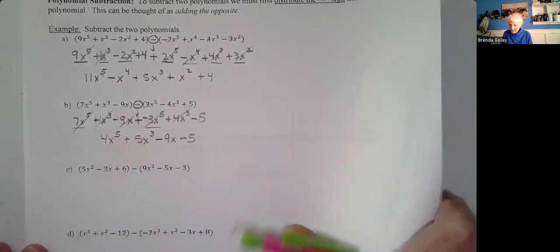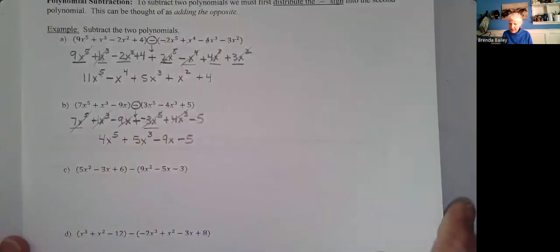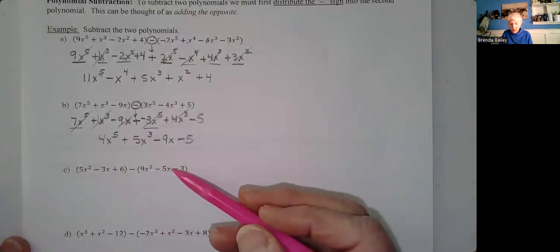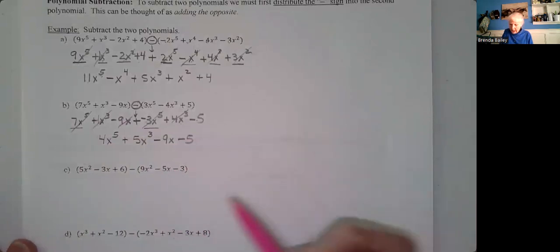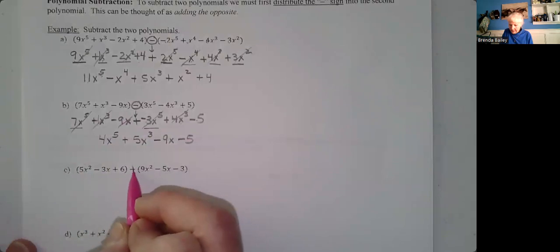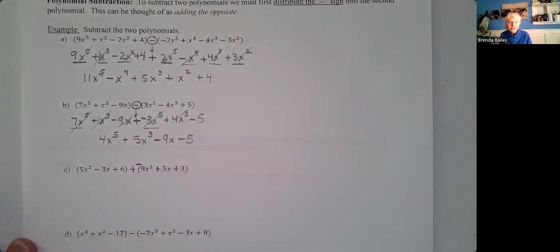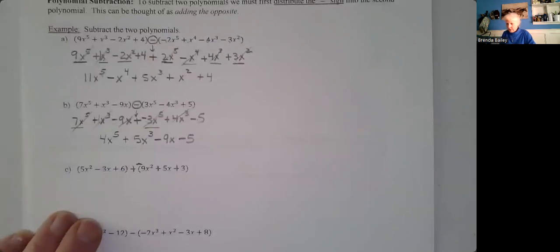All right. I think that might be enough examples for you. Just change this to a plus and then change these signs and then combine your like terms. I don't want this video to get too long, like the last one. All right.